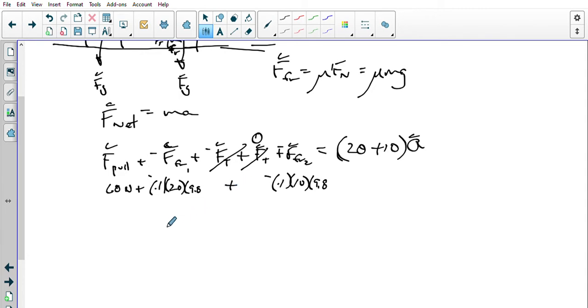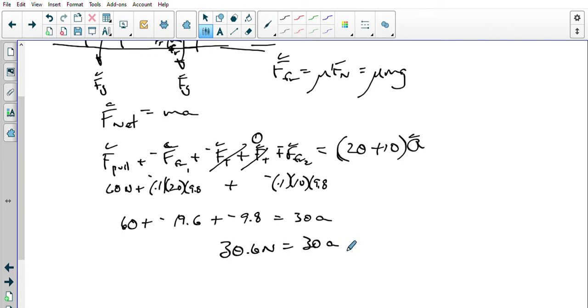All right, so we have 0.1 times 20 times 9.8, and so we have 60 plus a negative 19.6 plus a negative 9.8 is equal to 30 times a. Friction always works against us. Friction is always going to be a negative value. That's where I picked up that I'd forgotten the negative sign here. And so when I add all of these together, I get a value of 30.6 newtons. This is equal to 30 times a, so I divide both sides by 30. And I get an acceleration that's equal to 1.02 meters per second squared.